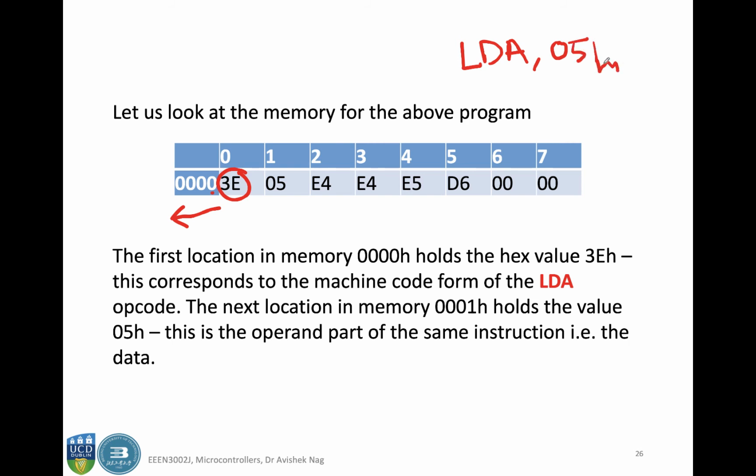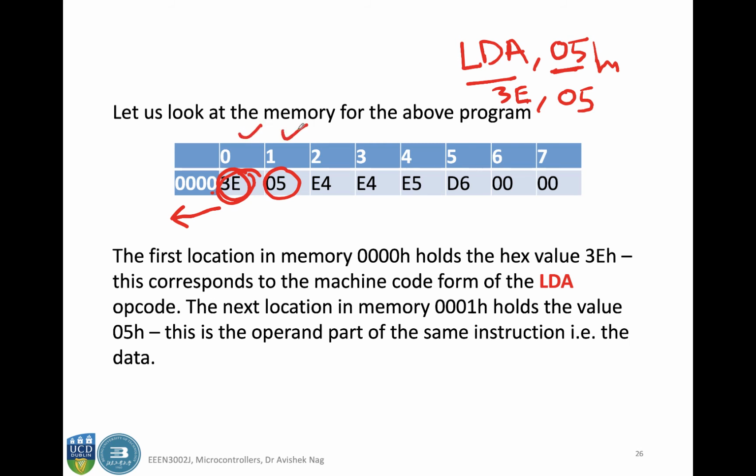The load A has an opcode, which has a hex equivalent 3E. So 3E is in the first memory location here, and in the next memory location you have the next data that just follows the instruction load A. Since load A, as you saw, is a 2-byte instruction, the first 2 bytes of this instruction are 3E and 05, and those two are stored in the first 2 memory locations.